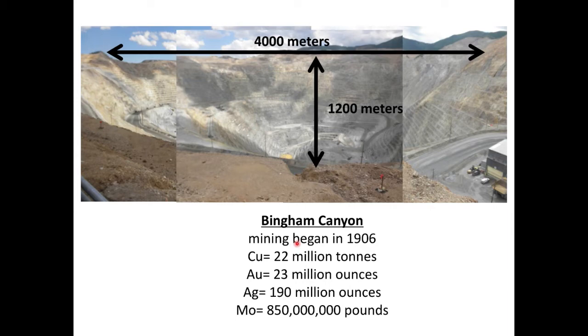So here's the Bingham Canyon mine, and just as a reminder, mining here began in 1906. Over the last 114 years, they've mined 22 million tons of copper, and they've dug this giant hole to be able to extract those 22 million tons of copper. And currently we use that much copper about every year and a half, just to give you a sense of how many Bingham Canyons we must have around the world to satisfy current copper consumption rates.